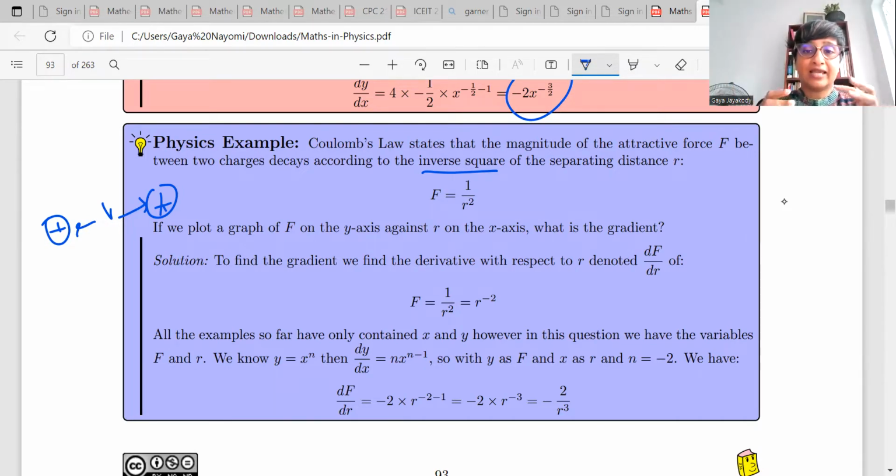I think it's inversely proportional to r squared. Force is inversely proportional to r squared. I hope you know what inversely proportional means.